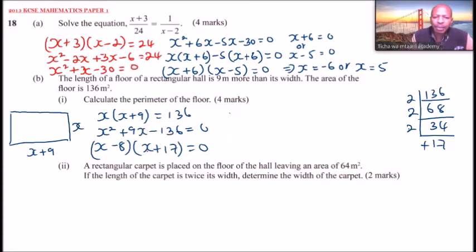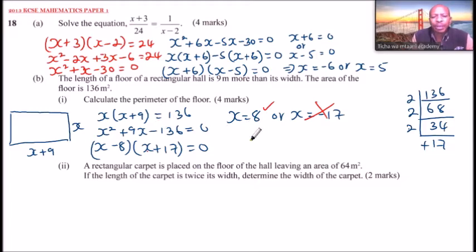So from there you get x is equals to, you take minus 8 to the other side, you get 8, or x is equals to minus 17. But here we are talking of length, so length cannot be negative, so we ignore that and we say then this x is equals to 8.